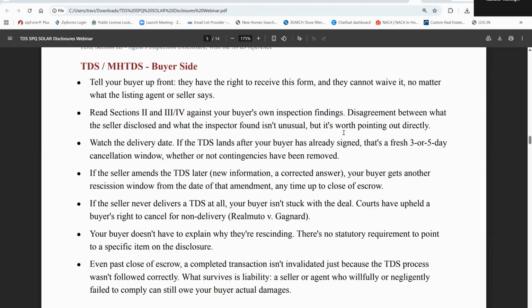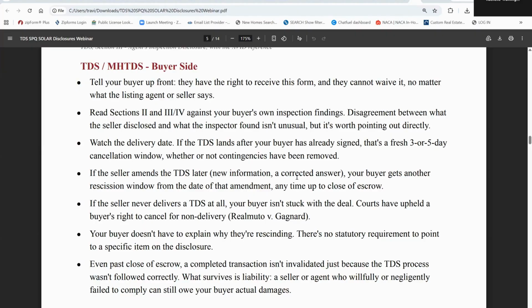It's also worth noting that seller disclosures are not a substitute for buyer investigation. It is the duty of the buyer to investigate the property in all aspects. The TDS is just what the seller is disclosing, and the SPQ and the others. Watch for delivery date. If the TDS lands after your buyer's already signed, that's a fresh 3 or 5 day cancellation, depending on how it was delivered, whether or not contingencies have been removed.